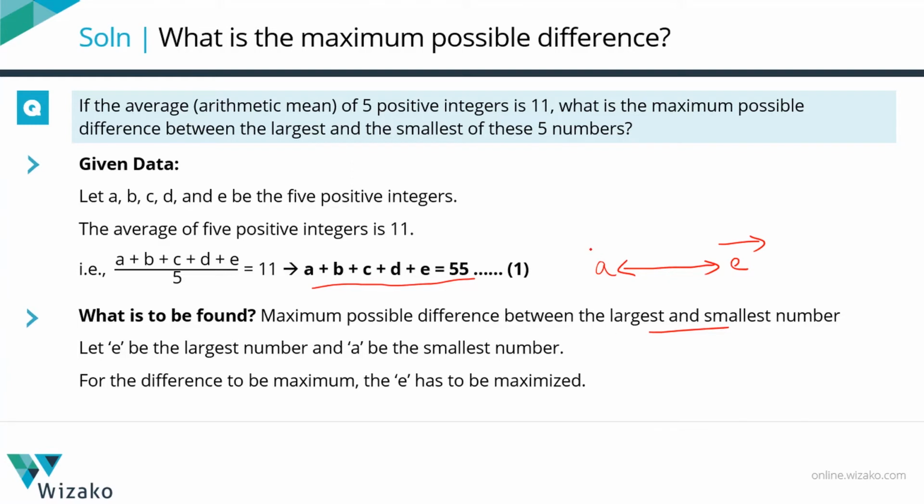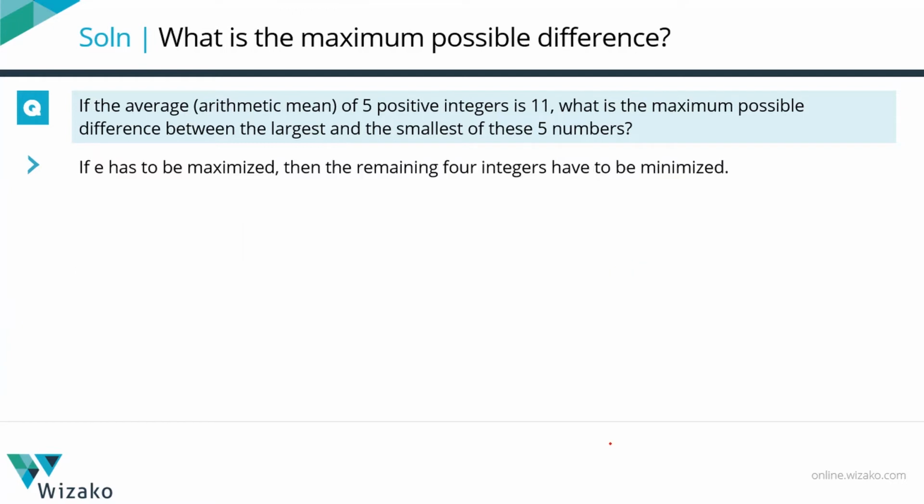Do I have to minimize A in the process? Let's check out whether we have to minimize A or will it get automatically done. So for the difference to be maximum, E has to be maximized. That is one thing. Now what do we mean by maximizing E? These numbers are A + B + C + D + E, and this is equal to 55. I need to maximize E. That will happen only when the remaining 4 numbers are given as little a value as possible. If the 4 numbers are minimized, then E automatically gets maximized.